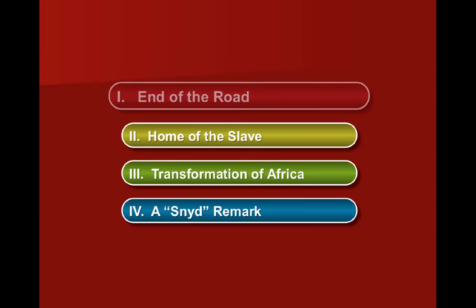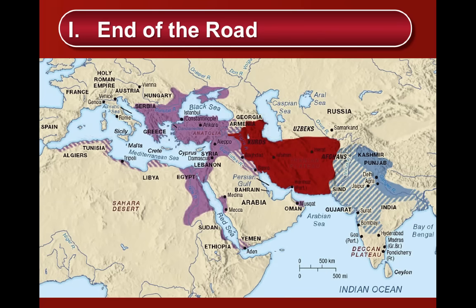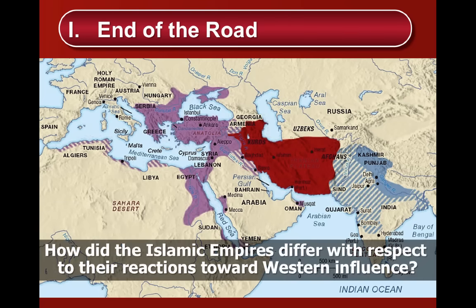In this video, we'll continue looking at the end of the road, and in doing so, we'll ask this essential question: How did the Islamic empires differ with respect to their reactions toward Western influence?